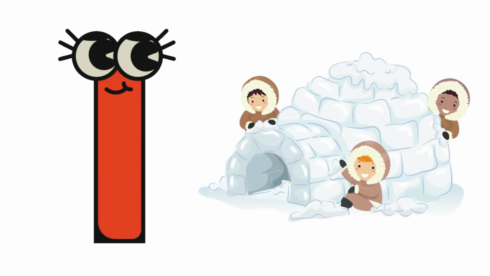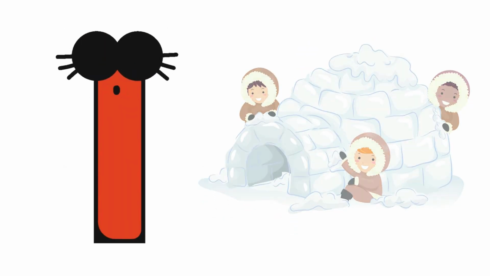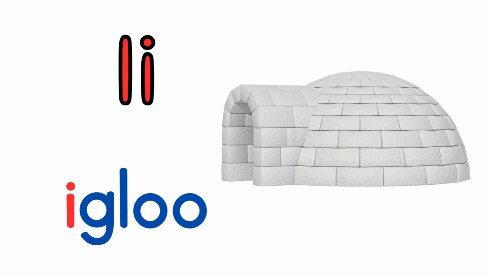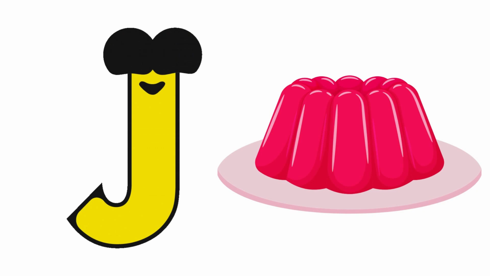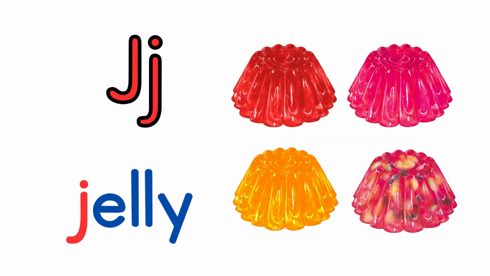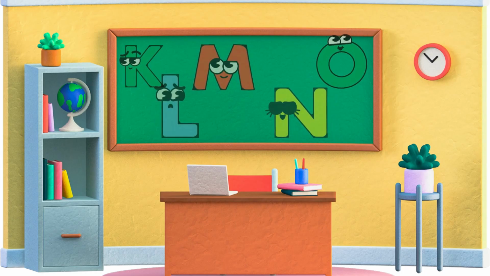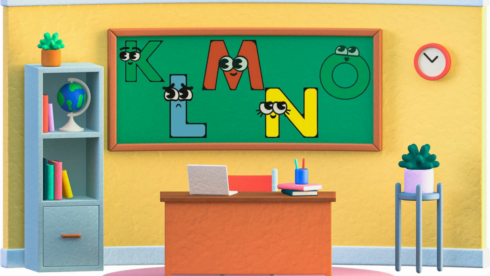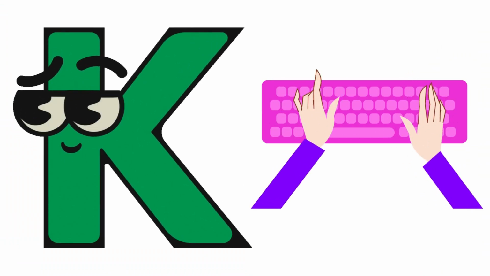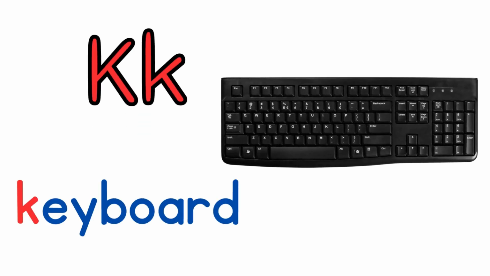I is for igloo, I, I, igloo, I, igloo. J is for jelly, j, j, jelly, J, jelly. K is for keyboard, k, k, keyboard, K, keyboard.